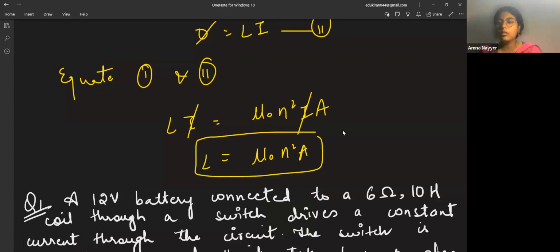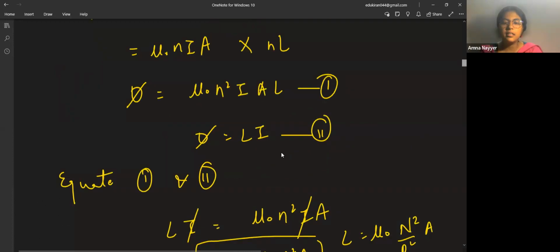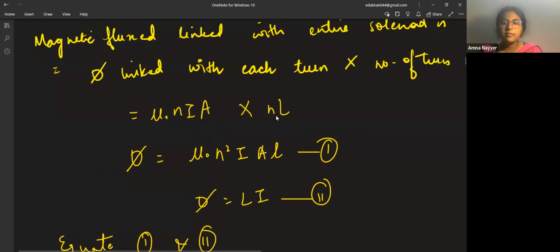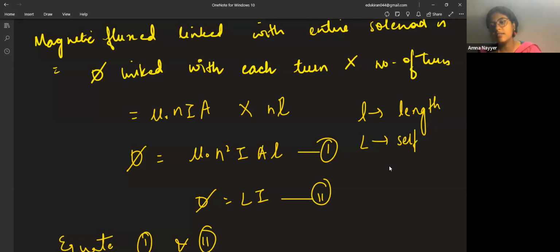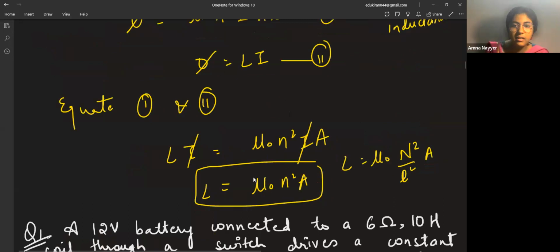Now let me make the length as small l, otherwise this is becoming confusing, so that small l is length and capital L is self-inductance. Please be careful with the symbols, class, because otherwise, like I did, you will also cancel L. One is self-inductance, the other is length. So this is the formula if you have to write it in terms of the number of turns per unit length.